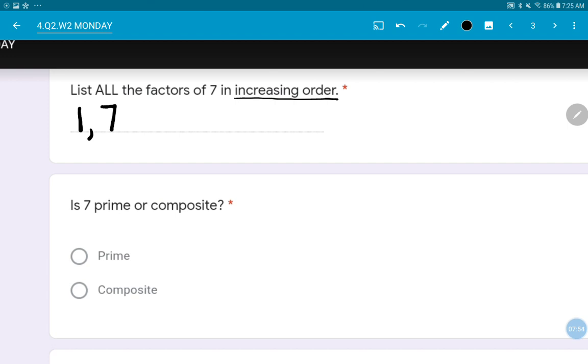4 times, I can't do 5. 5 and then 10, so 5 is not a factor. Of course, 6 would not be a factor, and we already have 7. So the only factors of 7 are 1 and 7. Since there are no other factors besides 1 and itself, 7 is a prime number.